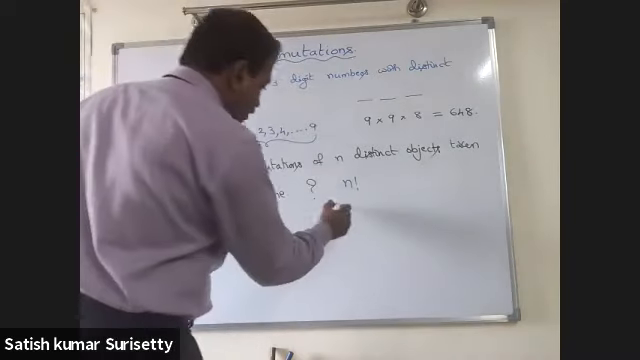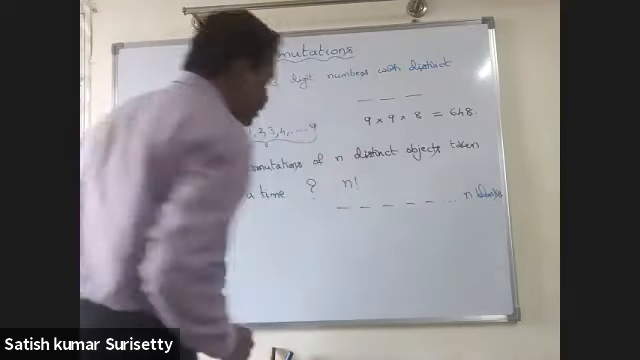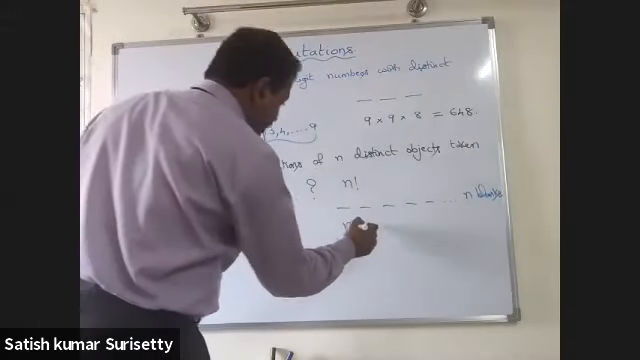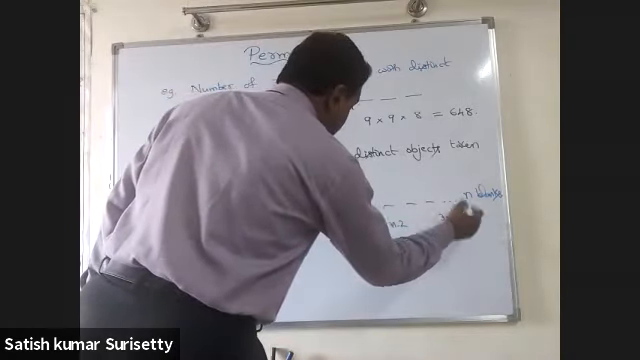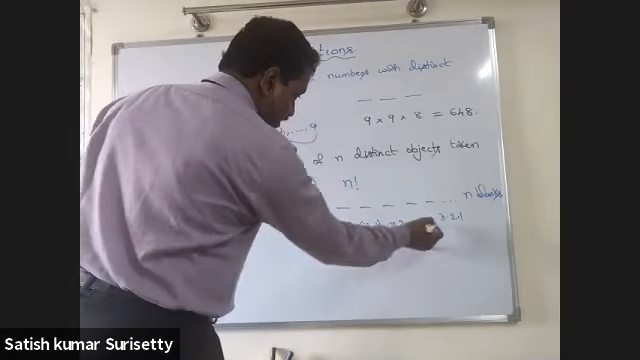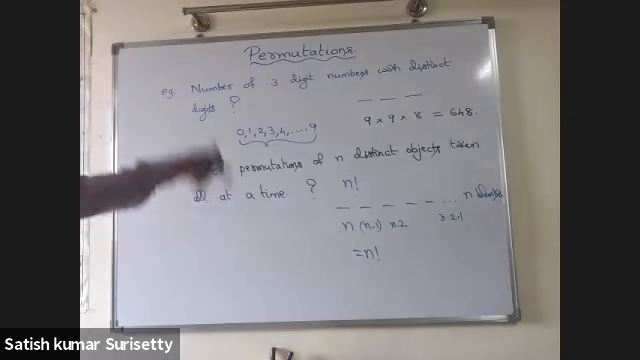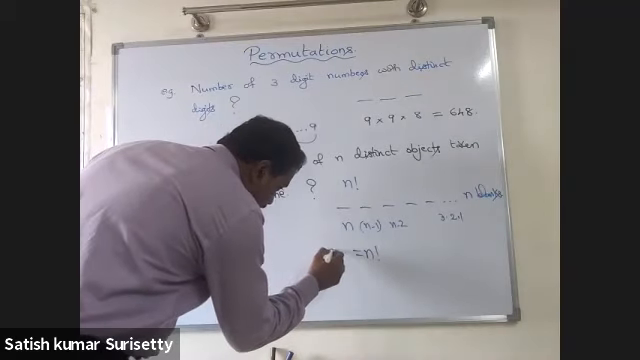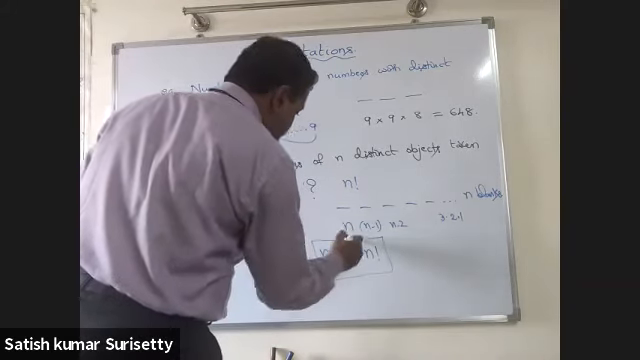It is again like filling n blanks, and the number of objects available is n. So the first blank can be filled in n ways, the second blank in n minus 1, the third in n minus 2, and so on, 3, 2, 1. So the number of ways will become n into n minus 1, n minus 2, and so on, 3 into 2 into 1, which is the same as n factorial. Now, in the symbolic form which you have used before, that is r equal to n. That means it will be nPn. So nPn equals n factorial.